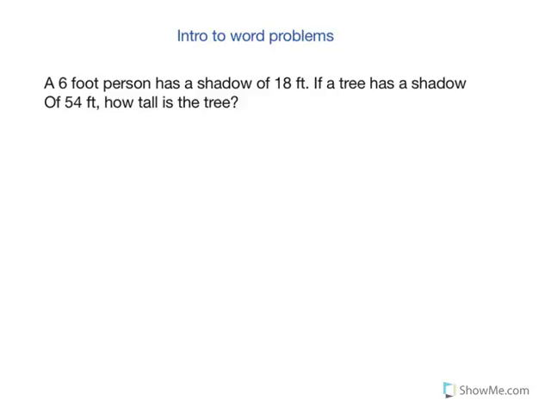Okay, here we have three word problems. The most basic of all similar triangle word problems is the shadow and height. A 6-foot person has a shadow of 18 feet. So if I have a 6-foot person, height is the 6. Height always goes straight up and down. Shadow, think about it. Shadow is always along the ground. That's how we do a 6-foot person has a shadow of 18.